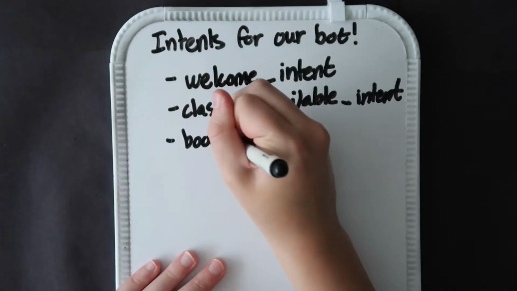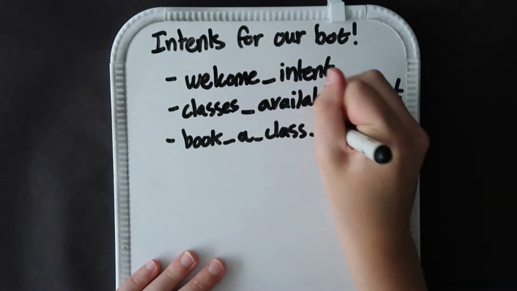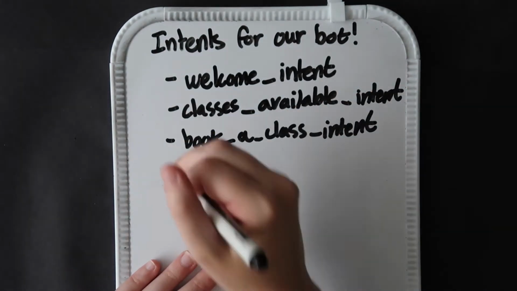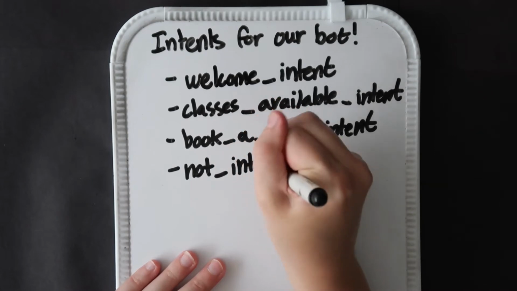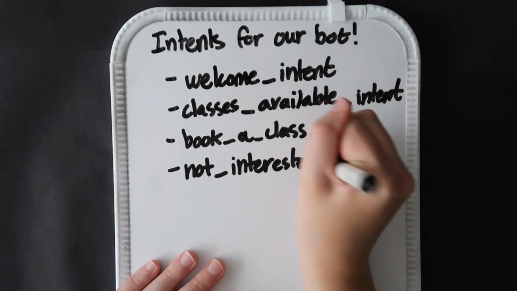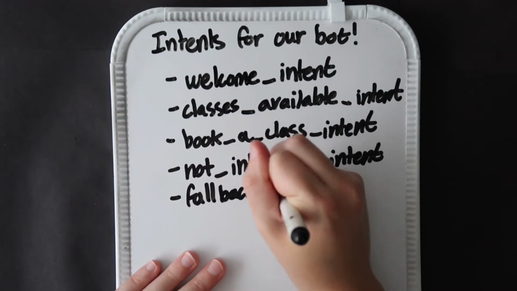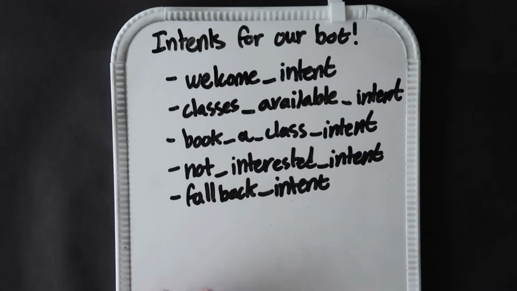For the case of our chatbot, the user is going to say many different things, and the program is going to recognize the following intents or meanings: the welcome intent, classes available intent, the book a class intent, the not interested intent, and then the fallback intent. For each of these intents, there will be many different things the user can say, many utterances that will map to these intents, and ultimately trigger these intents, which will invoke a response.